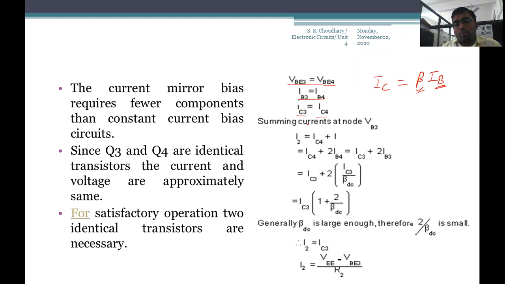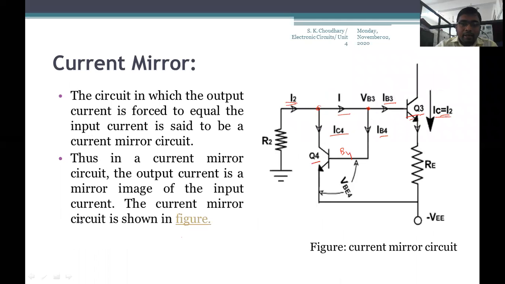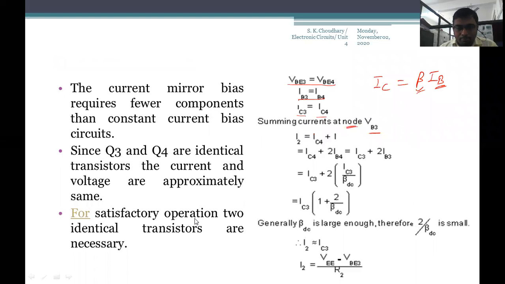Now summing the currents at the voltage node, that is VB3, you have to remember the diagram. Here I2 is equal to I plus IC4. We are referring to the same picture. So in this case, I2 is equal to IC4 plus I. And IC4 plus I is what? Again dividing into two equal parts, IB3 and IB4, you can further write it as IC4 plus IB3 plus IB4. I divided into equal parts.